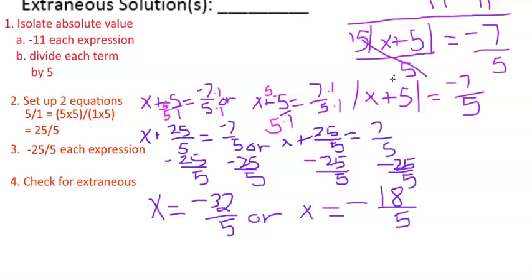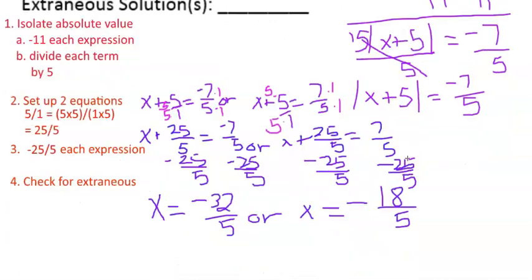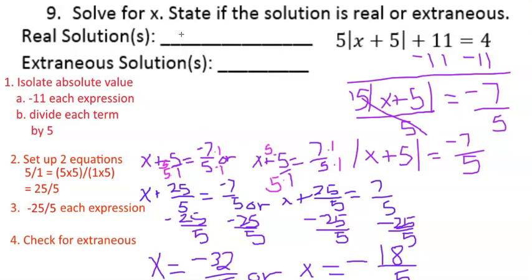Now we're going to check for extraneous. So going back to our absolute value that's isolated, notice that it equals a constant that's negative. Absolute value expressions can never be negative, so these would both be extraneous solutions. So our real solutions are none, the empty set.